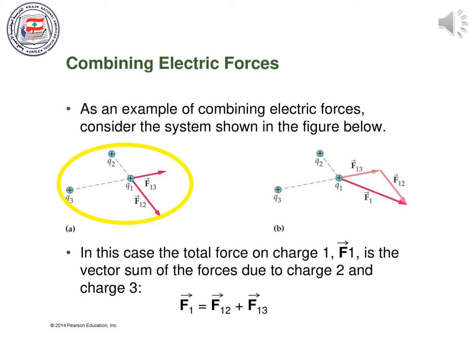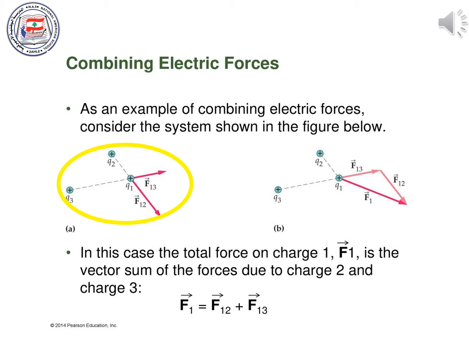As we already stated in the previous session, the electric force acts along the line that connects the two charges. It may be attractive or repulsive. Here it is repulsive because the three charges have the same sign, which is positive. So in this case, the total force acting on charge 1, which is F1, is the vector sum of the forces due to charge 2 and charge 3. So the total force acting on charge 1 is the force exerted by 2 on 1 and by charge 3 on charge 1.